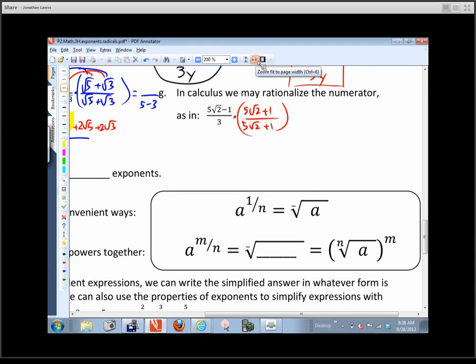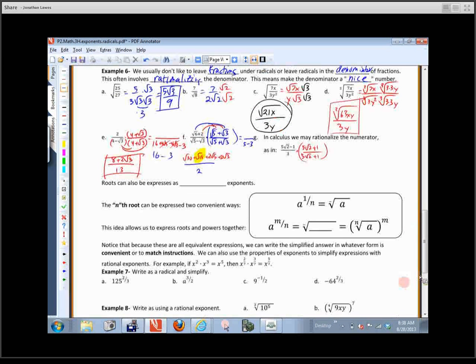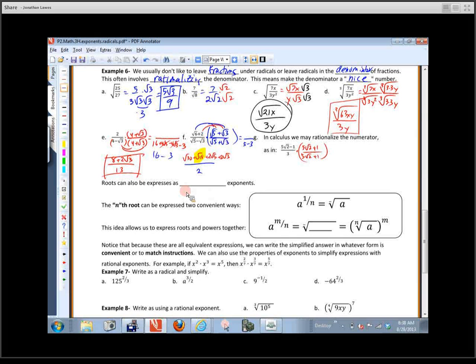Okay. All right. Okay. Roots can also be expressed as rational exponents. Okay. And what does the word rational mean? Fraction. Okay.